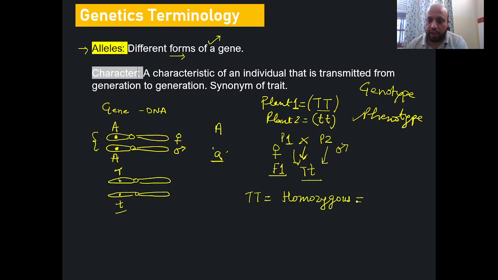A small t plant is also called homozygous. But an individual having two alternative forms of the gene, or two different alleles, is called heterozygous. Okay. Another terminology which is often used is the character. These are basically the characteristics of an individual that are transmitted from one generation to another, and it is often used as a synonym for the trait.